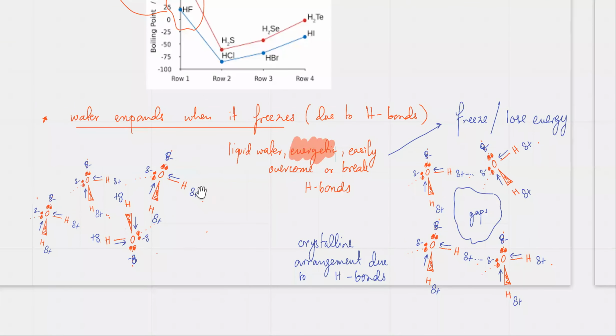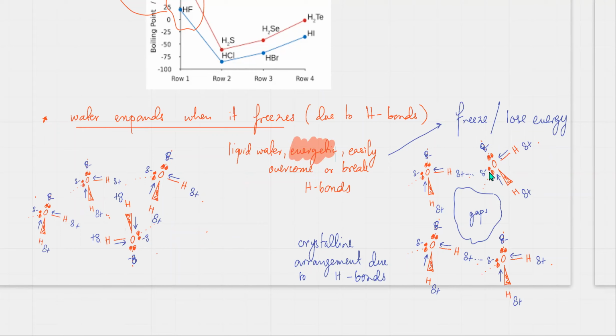I told you that when water is in liquid state, the molecules are kind of energetic, so they don't really care about the hydrogen bonds because they can overcome the attractive forces. Even though water is highly polar, the molecules have a lot of energy, so they can move around. They've got so much kinetic energy that they can easily break those intermolecular forces. But when the water molecules freeze and lose energy, the intermolecular forces become dominant because the molecule can't break them anymore.